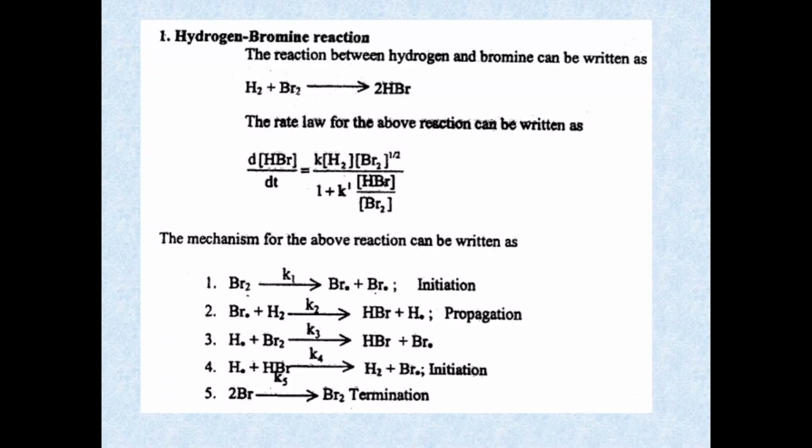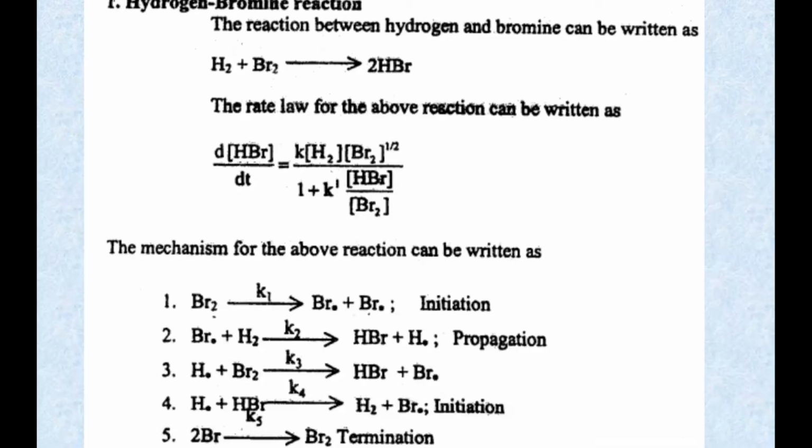Now we will discuss dynamic chain reactions. Here we will discuss the hydrogen bromine reaction. The overall reaction is given here. H2 plus Br2 gives rise to 2HBr. This is the overall reaction.